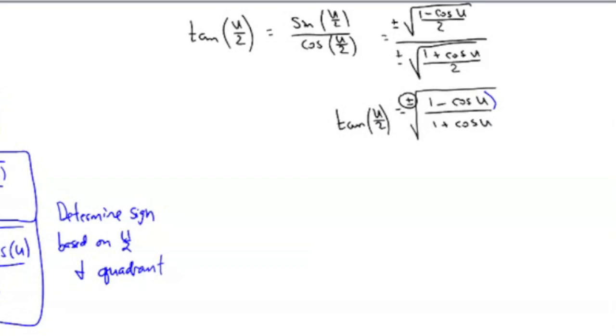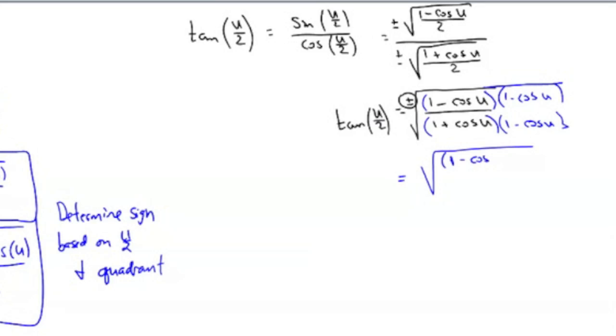If you take this thing and multiply top and bottom by 1 minus cosine of u, all underneath the radical, the bottom one becomes 1 minus cosine squared u, and 1 minus cosine squared is sine squared. So this becomes the square root of 1 minus cosine of u all squared over sine squared u. Would you agree with that? Yes.